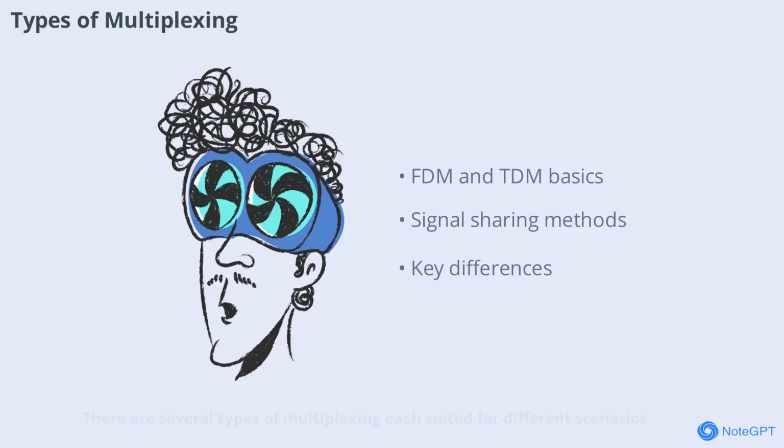There are several types of multiplexing, each suited for different scenarios. The two most common are frequency division multiplexing, or FDM, and time division multiplexing, known as TDM. Both methods allow multiple signals to share the same transmission medium, but they do so in different ways. FDM separates signals by frequency, while TDM separates them by time. Understanding the differences between these methods is essential for anyone interested in communication technologies. In the next scenes, we'll break down each type and see how they work in real-world applications.